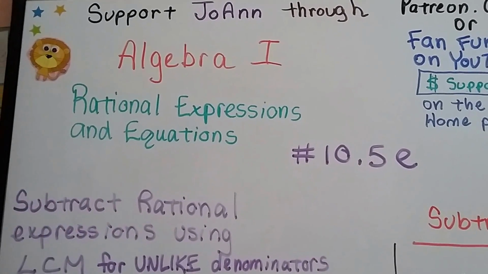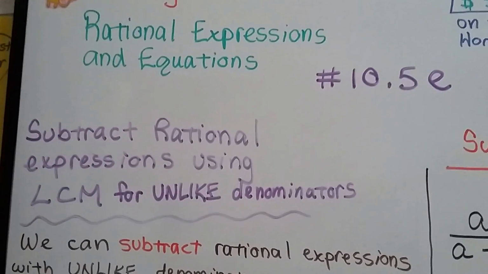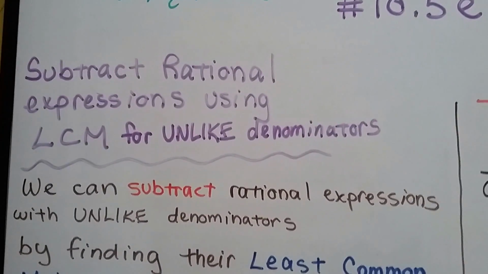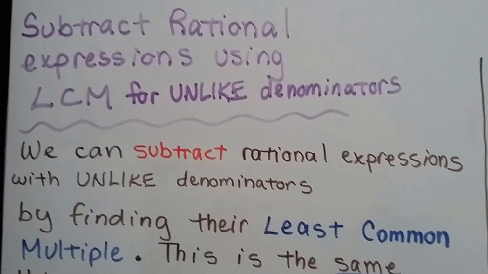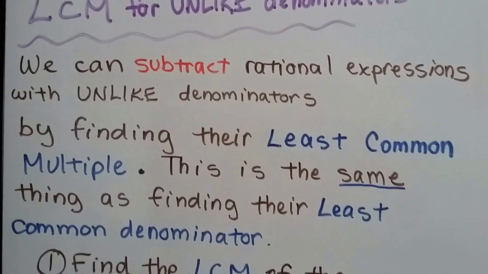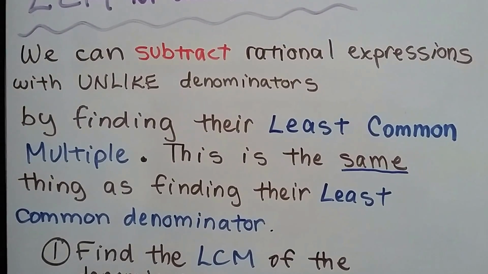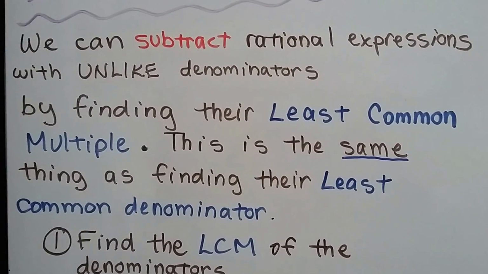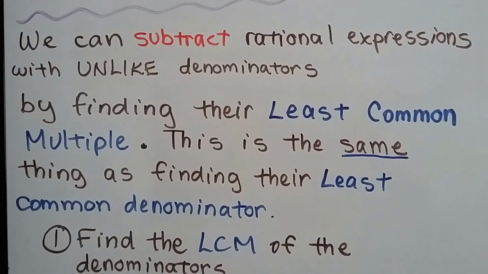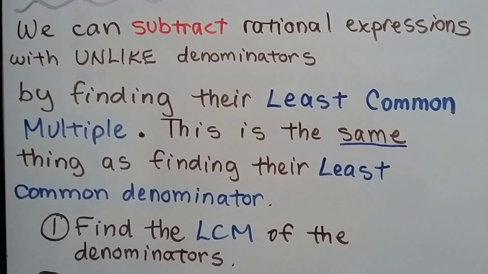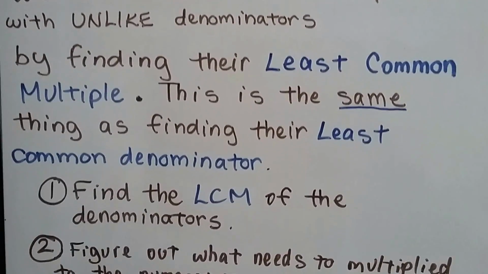Algebra I, 10.5e, we're going to subtract rational expressions using the least common multiple for unlike denominators. So we can subtract rational expressions with unlike denominators by finding that least common multiple. We did this when we were adding in the last video. It's the same thing as finding the least common denominator.